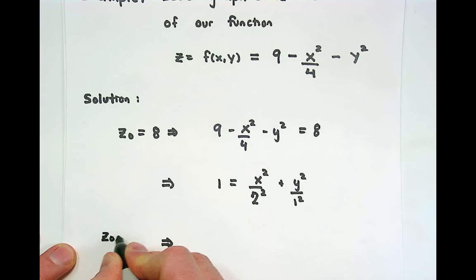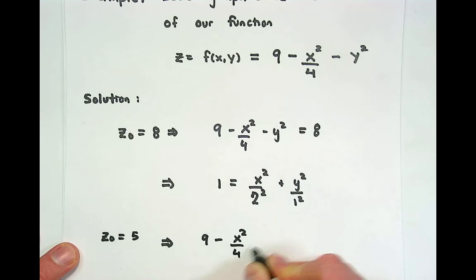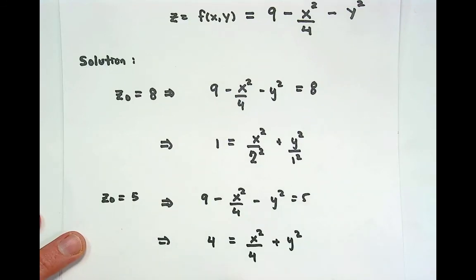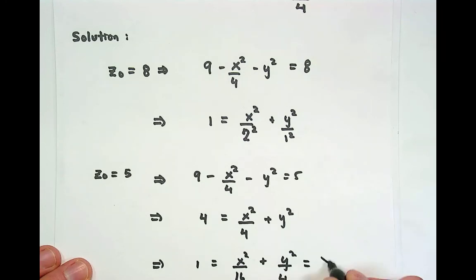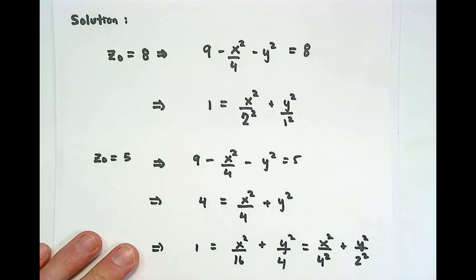Similarly, if we had z0 equal to 5, we set the output of this function equal to 5. And then we did some math. We brought 1 over to the other side, etc. Maybe I should go a little slow here. This is 4 equal to x squared over 4 plus y squared. And of course, I can bring the 4 over to each side by dividing. So this is x squared divided by 16, y squared divided by 4. And this can be written as 4 squared on the bottom and 2 squared on the bottom there. And now I have an ellipse associated with this height.